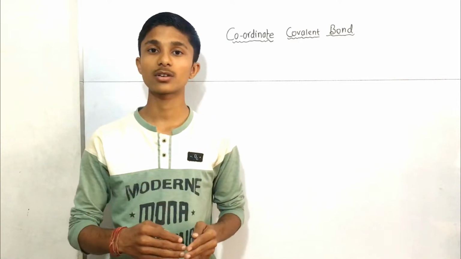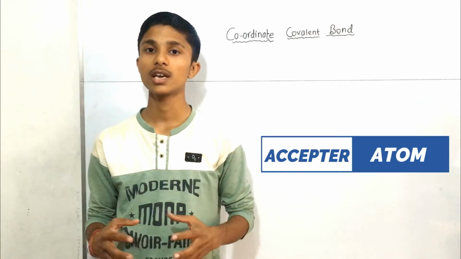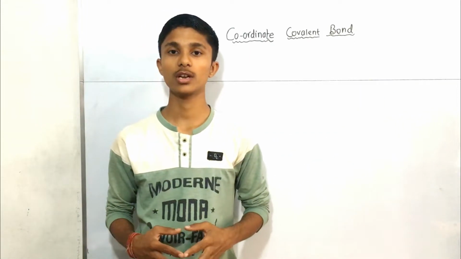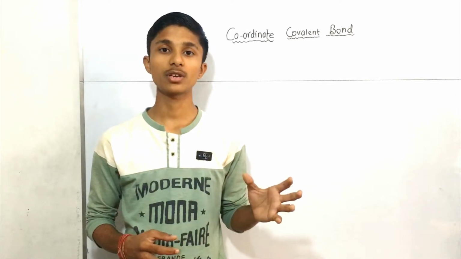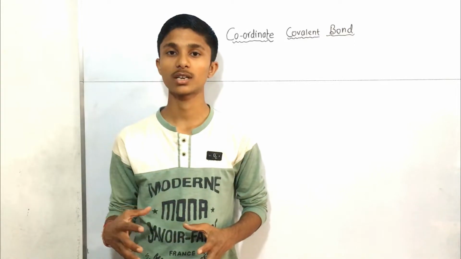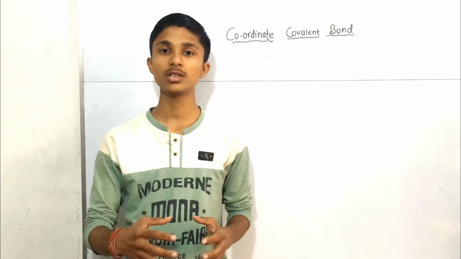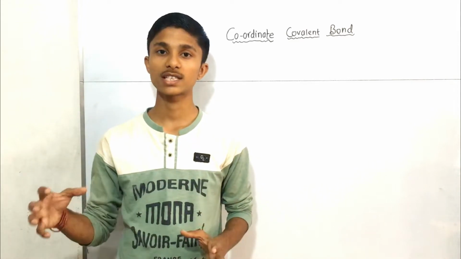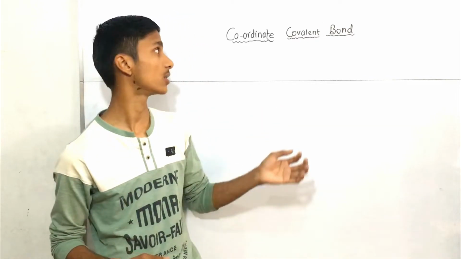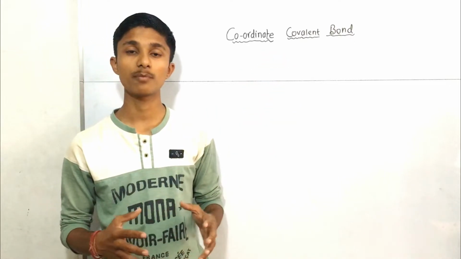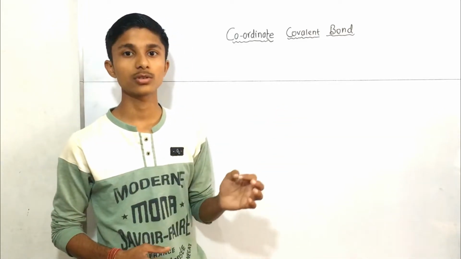The atom that donates the electron pair is known as the donor, and the atom that accepts the electron pair is known as the acceptor. There is one condition for the donor atom: it must have completed its octet state, and the acceptor atom gets the electron pair from the donor atom. So the bond which is formed by donating the electron pair from donor to acceptor is called a coordinate covalent bond, and the corresponding covalency is called coordinate covalency, and the corresponding compounds are called coordinate covalent compounds.